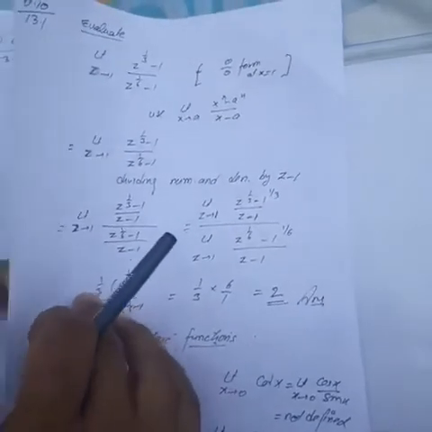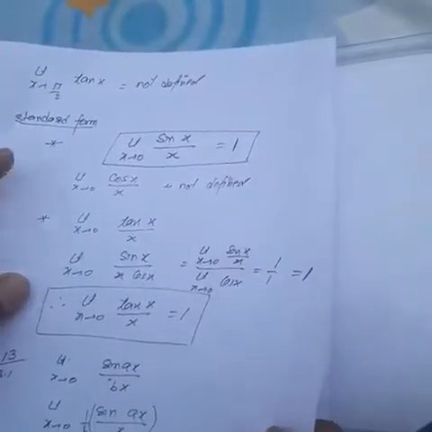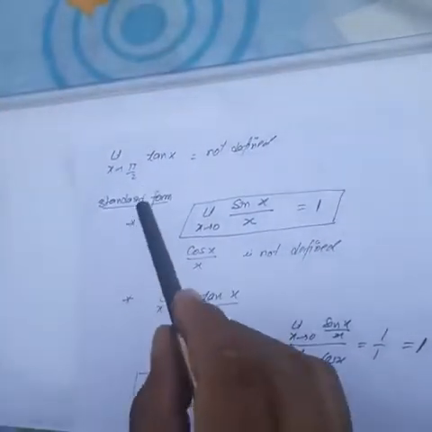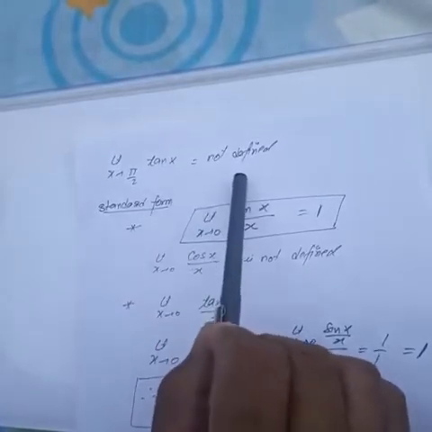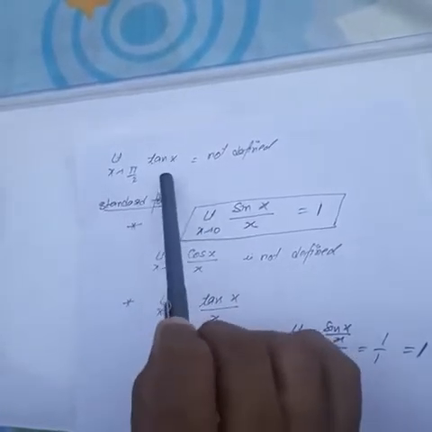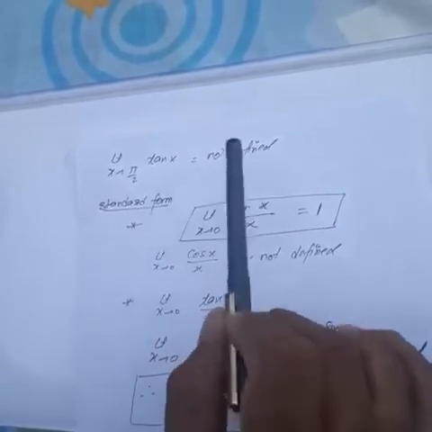Now limit of the trigonometric functions. Limit x tends to pi by 3 of tangent x, this is also not defined. We know that tangent of 90 is not defined, so this is also not defined.